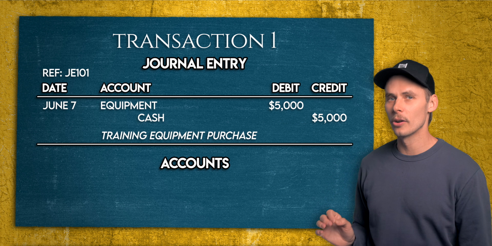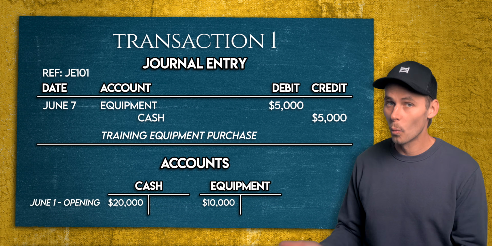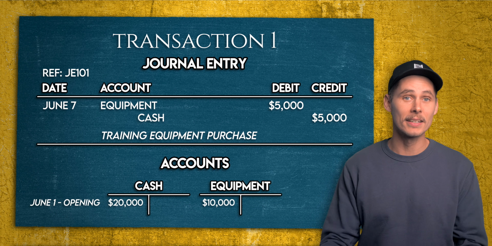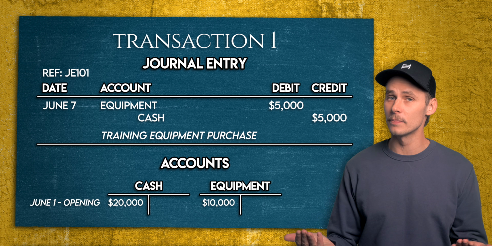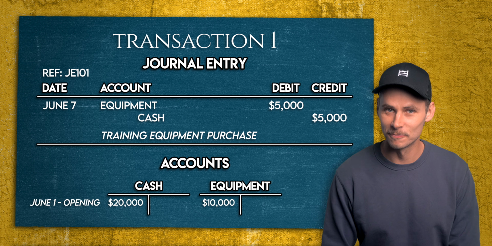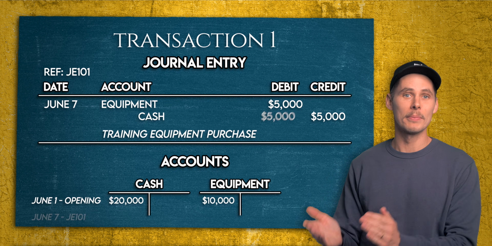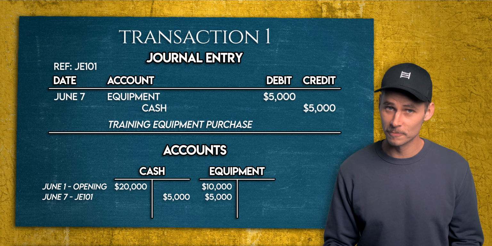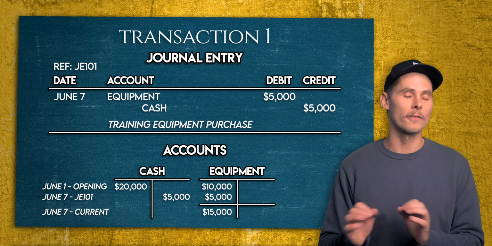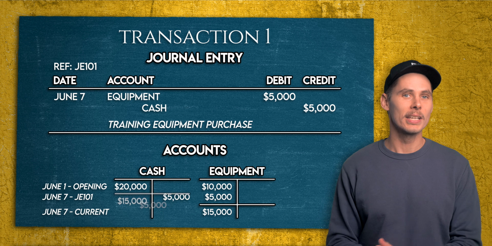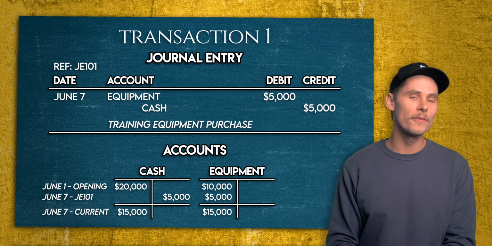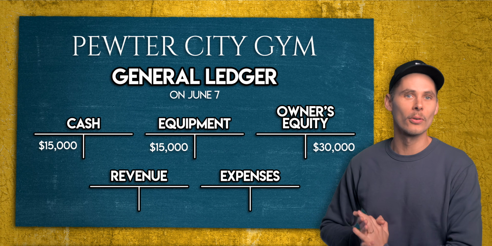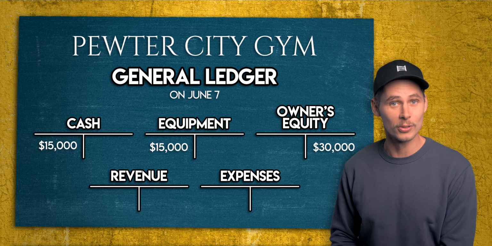Now, how does this journal entry affect the general ledger? Well, equipment and cash are both assets, represented by the A in DEALER, which means debits increase them and credits decrease them. So when we post this journal entry, we debit the equipment account to increase it and credit the cash account to decrease it. Equipment goes up from $10,000 to $15,000, and cash decreases from $20,000 to $15,000. Zoom out, and here's our updated general ledger for Pewter City Gym on June 7th.